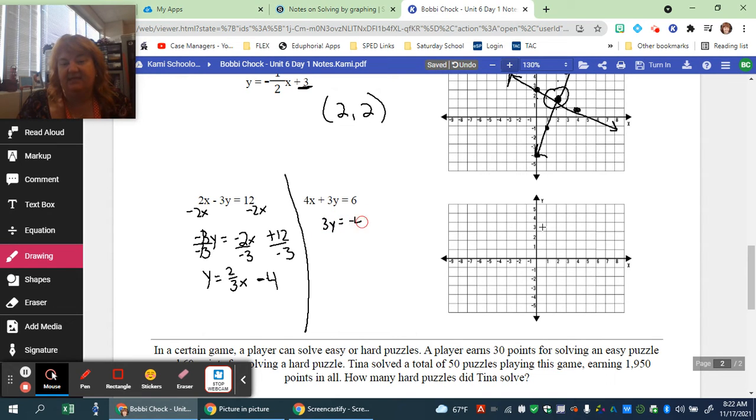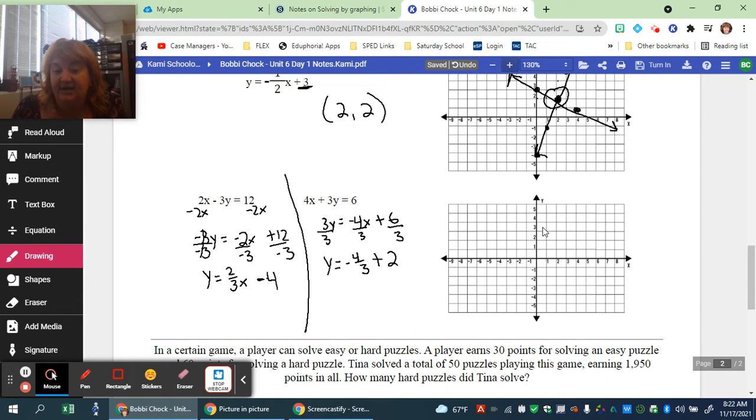3y equals negative 4x plus 6. All I did was subtract it on this side, subtract it on this side. Then divide. y equals negative 4/3 x plus 2. Okay? So now I can plug it in.